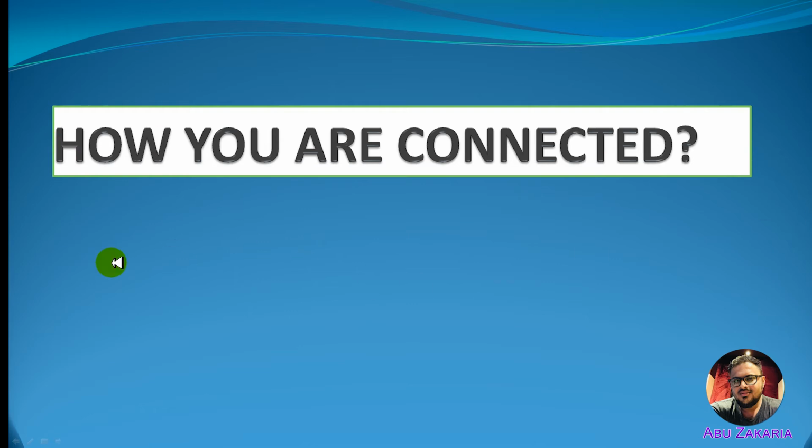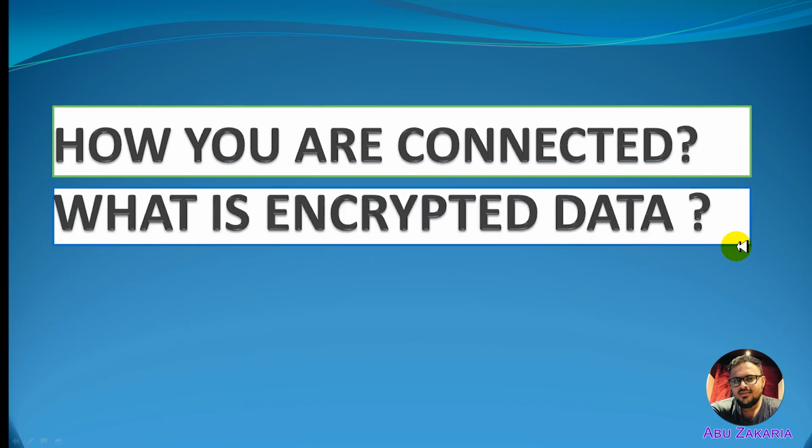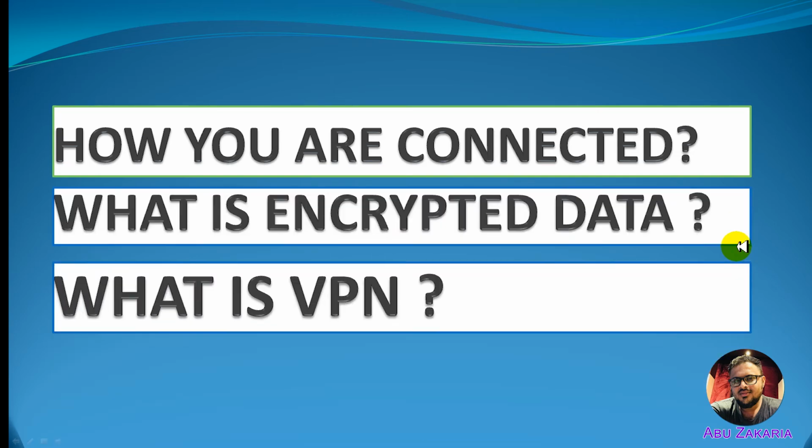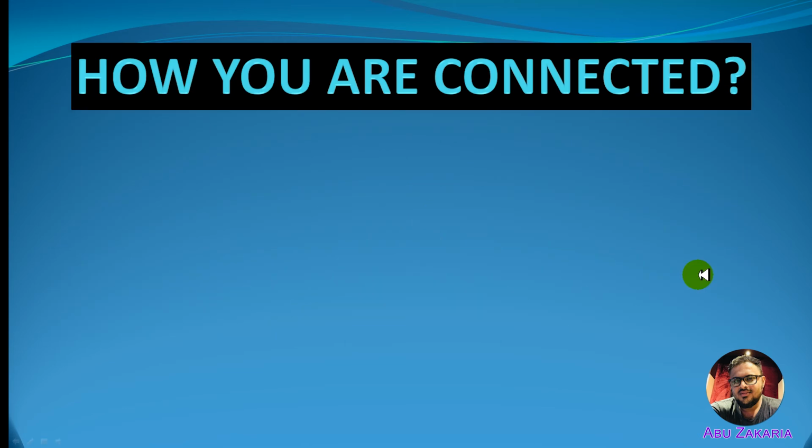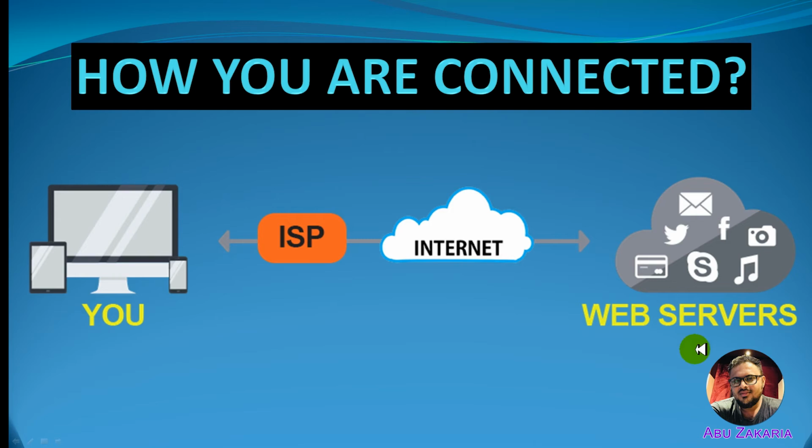To understand VPN, you have to understand a few things: how you are connected, what is encrypted data, and what exactly VPN is. How are you connected? Well, these are various servers: this is the Twitter server, this can be a mail server, Facebook, Instagram, music, anything. You get connected through the internet. This is the internet.